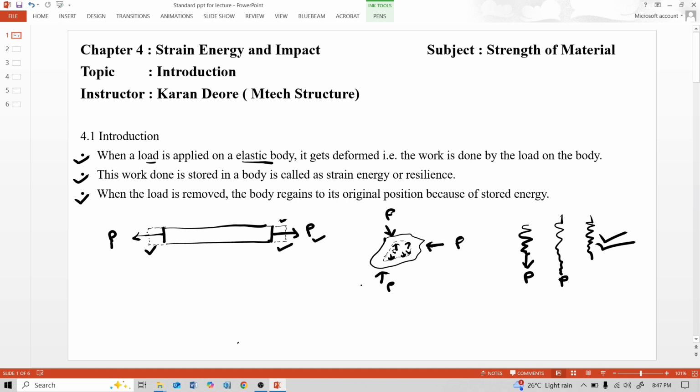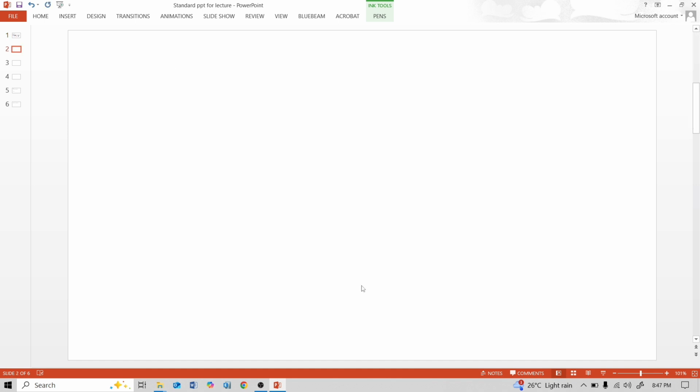And this amount of strain energy stored in a body depends on the type of loading. That means axial load, bending load, shear load, torsional load, etc. Next, we will see strain energy in a member subjected to axial force.